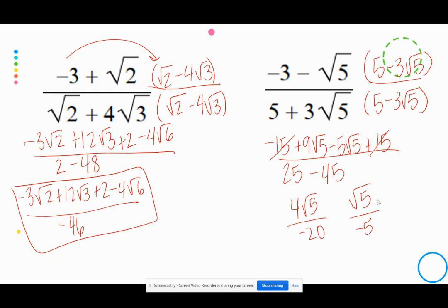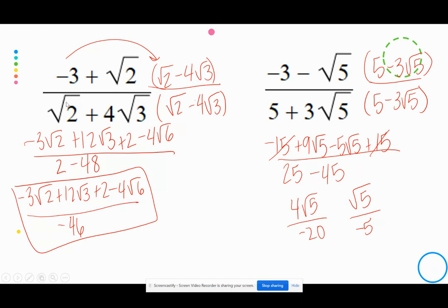Now let's look at both these problems. I think we went through the first one, but not the second one, so let's take a look at both. So if I look at the first one, I don't distribute yet, excuse me. I look and I say, okay, I need the conjugate, so I change this to a minus sign. Now I distribute and I get negative 3 square root of 2 plus 12 square root of 3 plus 2 minus 4 square root of 6. I just did my foiling.